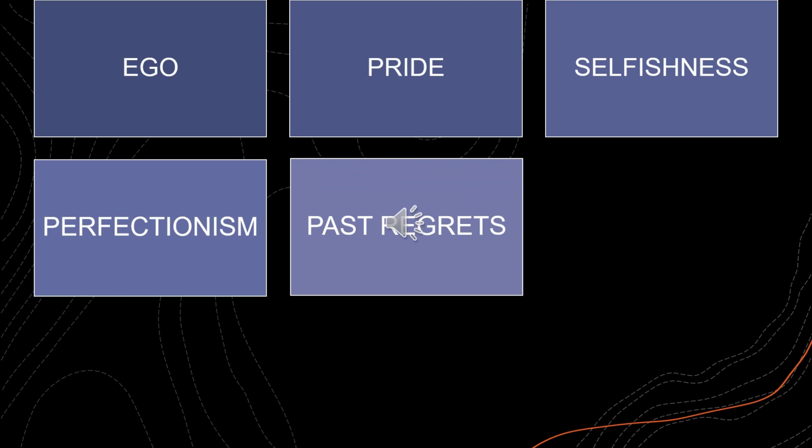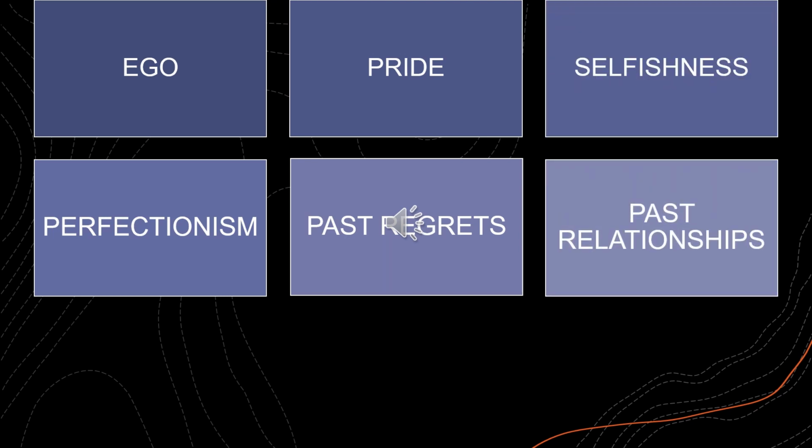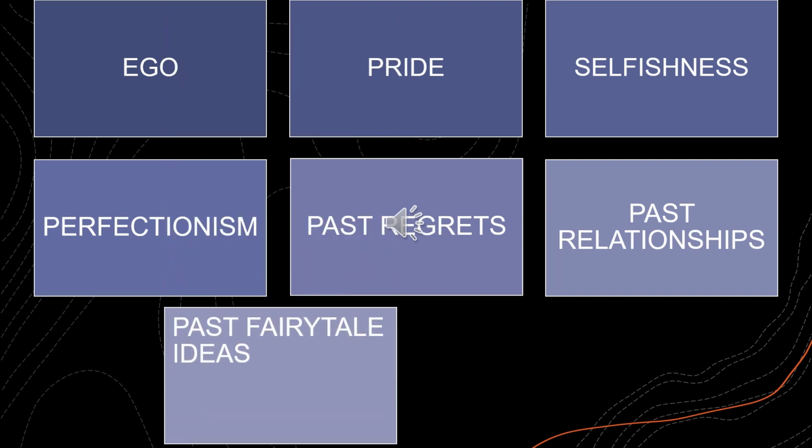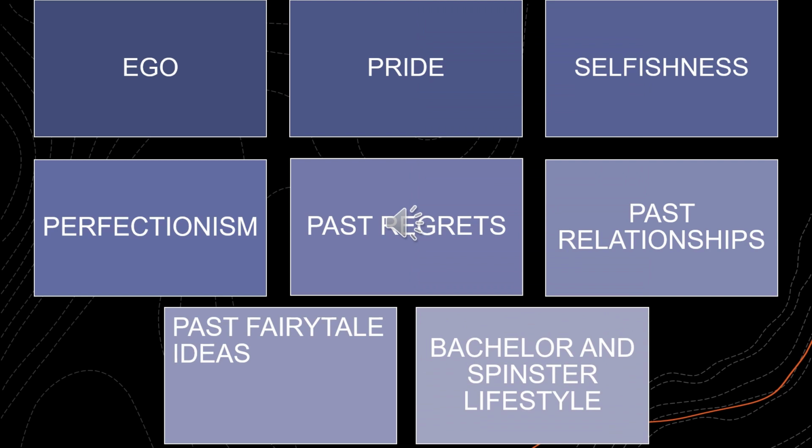Past regrets, previous negative emotions that arise when individuals believe that their past action or behavior, if changed, may have achieved a different outcome. Past relationships. Our past relationships can shape the way we love in our next one. It affects everything from our ideas of a relationship, who we choose as a partner, to how we are likely to interact with them. Past fairy tale ideas, a childhood idea that marriage should involve a prince saving a princess. Bachelor and spinster lifestyle. They are unmarried, single and searching adults in their 20s and 30s. They are inferior to a marriage counterpart because they are yet to experience marriage.